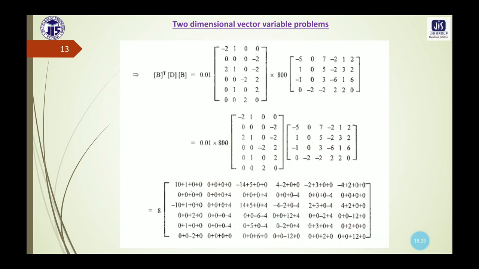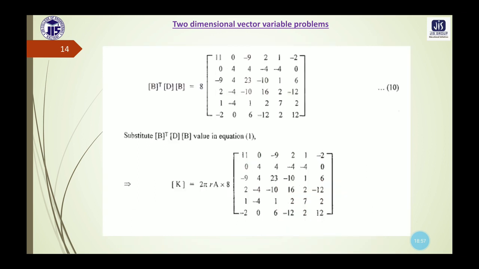Now we need to perform one more matrix multiplication, that is, B transpose multiplied by the product of the D and B matrices. So again we need to perform another matrix multiplication, a 6 by 4 matrix multiplied by a 4 by 6 matrix. Finally we get a 6 by 6 matrix here. It is represented as equation number 10.